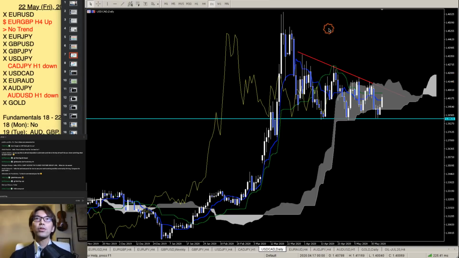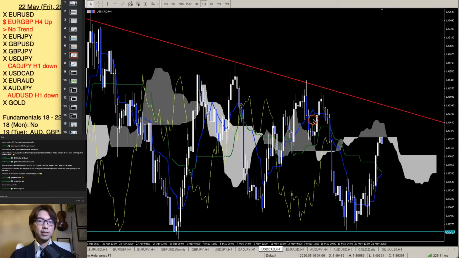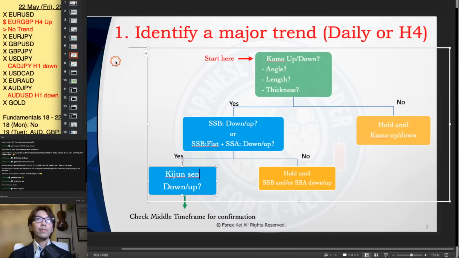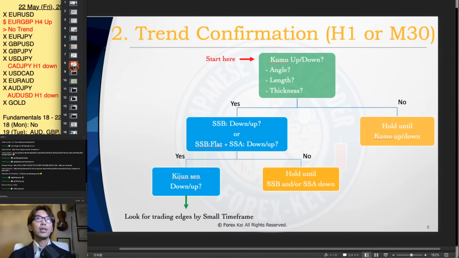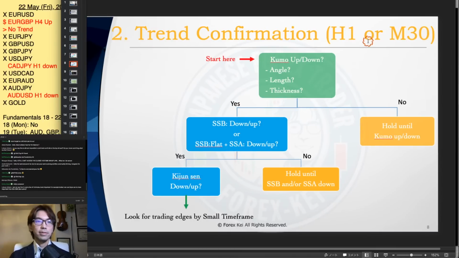So we can't take the daily chart nor the 4 hour chart for its trend. But let's say we confirm the trend on either daily or 4 hour, then we move down to either 1 hour or 30 minute, and we do the same thing. We look at the Kumo angle, length and thickness, and look at Senko span B angle, A angle, and also the Kijun sen angle too, to confirm the trend in the bigger time frame.